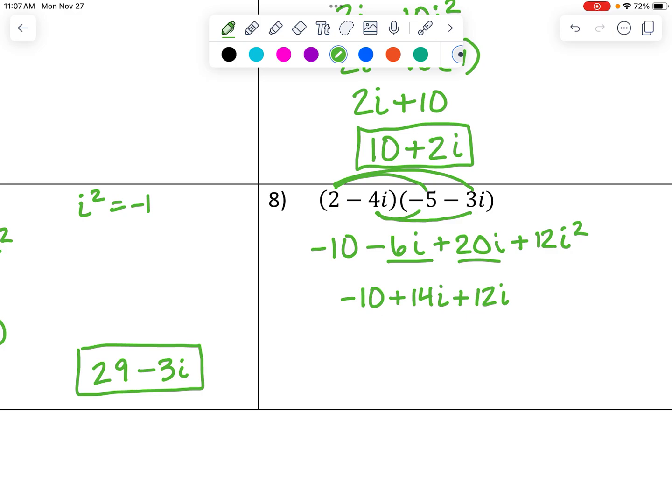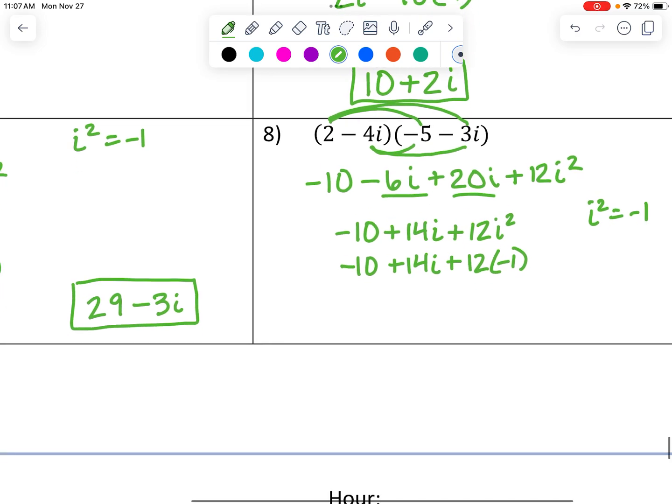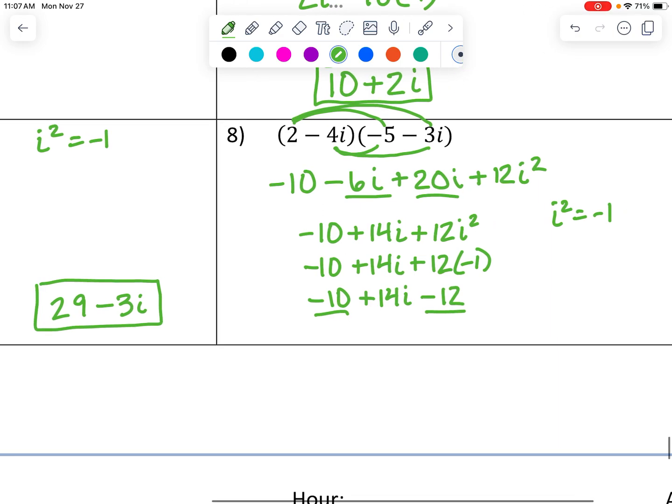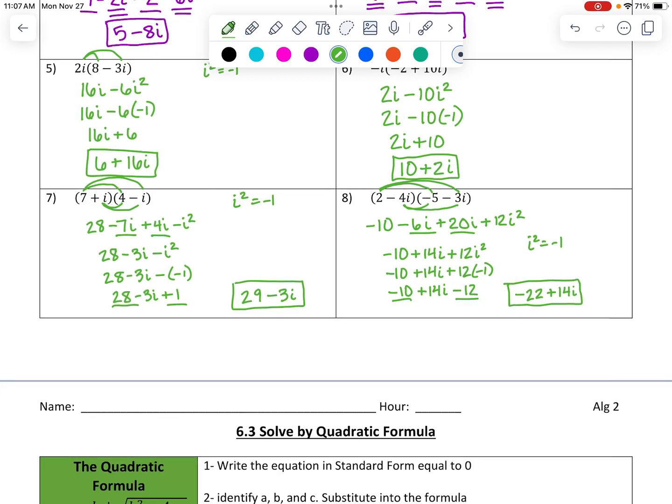Then I need to replace my, I forgot the squared. I need to replace my i squared with negative 1. So I have negative 10 plus 14i plus 12 times negative 1. Again, you could probably do this in fewer steps. I just want you to follow what's going on here. So that 12 times negative 1 got me negative 12. And I'm going to combine my real numbers. Negative 10 and negative 12, I get negative 22. And I bring that plus 14i for the imaginary part. Negative 22 plus 14i.